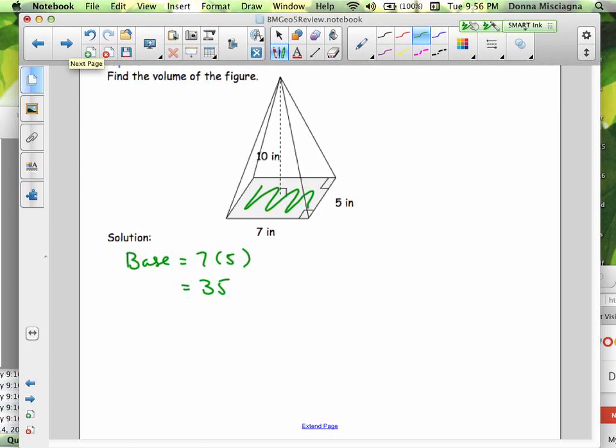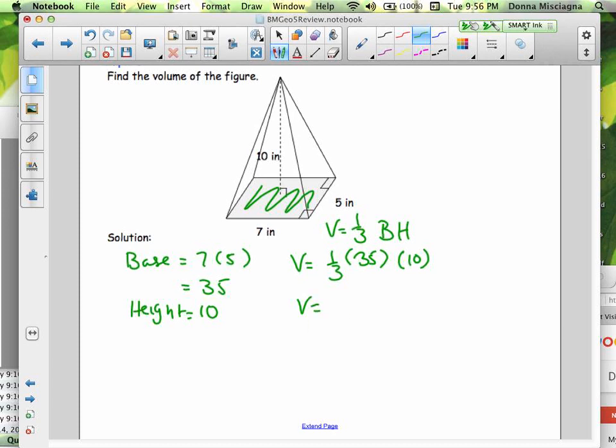The height of the pyramid equals 10 inches. And so our volume is 1/3 the area of the base. I'll write it down. So 1/3 area of the base times the altitude. All right, so we have 1/3 times 35 times 10. So much for simplifying. Our volume is 350 thirds inches cubed. There's our volume. That's all there is to it. Okay.